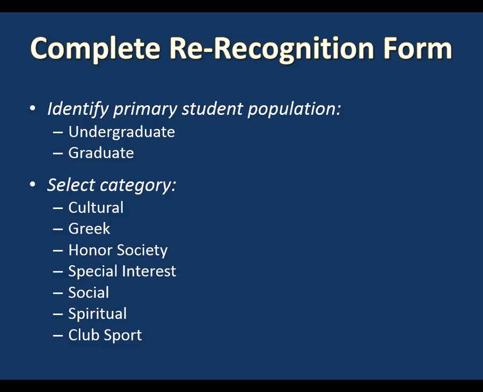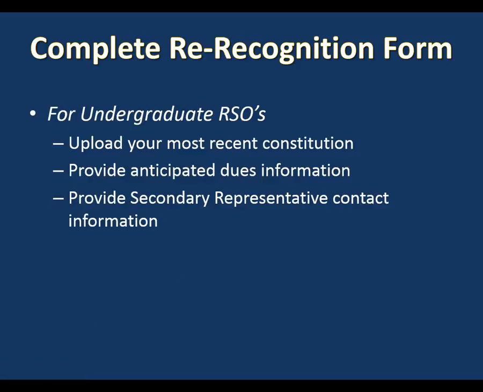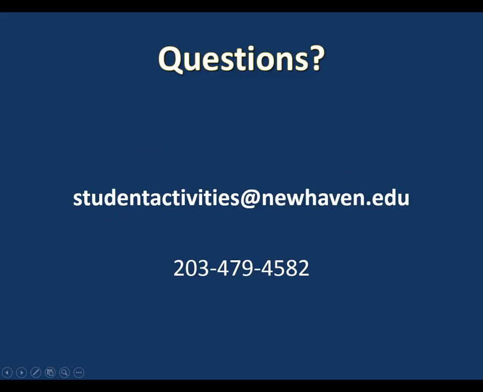If your RSO serves the undergraduate population, you will also need to upload your most recent constitution, provide any information about anticipated dues if your organization will be collecting them, and provide contact information for a secondary representative from your executive board. The last page of the form will ask you to answer questions regarding the training video. Once you've completed all 4 steps, you are re-recognized for the 2014-2015 academic year.